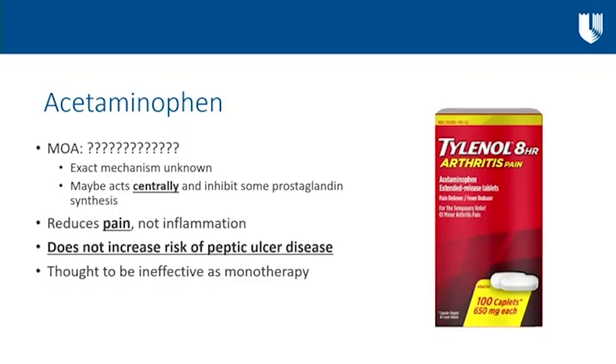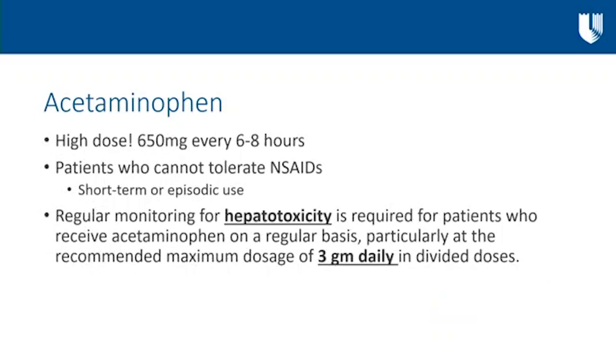But it doesn't increase the risk of peptic ulcer disease, so that's a good thing. But it's not effective when we use it alone. Perhaps when we use it with other interventions, we do see a bigger bang for our buck. When we think about how we dose it, generally we're talking 650 milligrams to 975 to a gram every 6 to 8 hours. You would use this in someone that couldn't use NSAIDs, but again, as monotherapy, it's not going to be great. Maybe combining this with a topical would be an option.